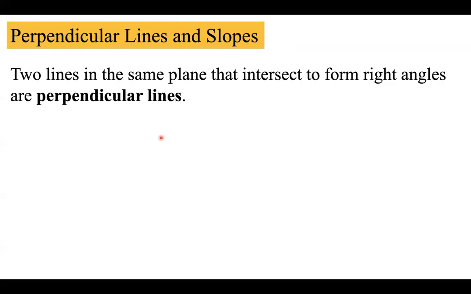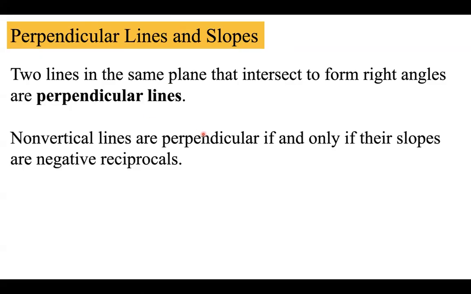Now, perpendicular lines. The key with perpendicular lines is that two lines that are perpendicular make a right angle, meaning the angle where they meet is 90 degrees. And two lines are said to be perpendicular if and only if their slopes are negative reciprocals of one another, or the product of the two slopes is equal to -1.